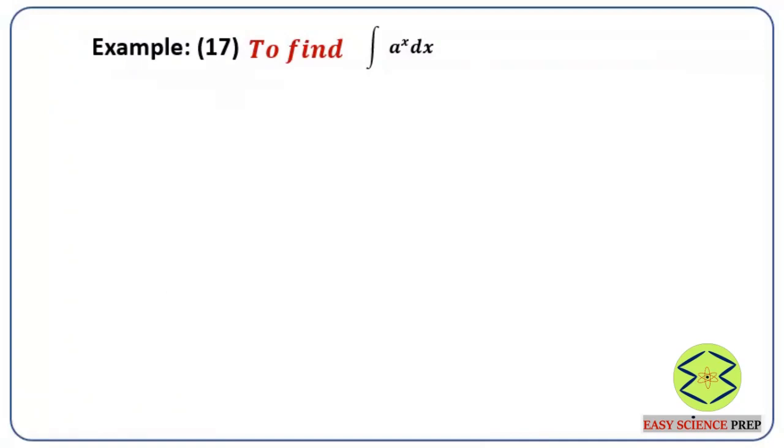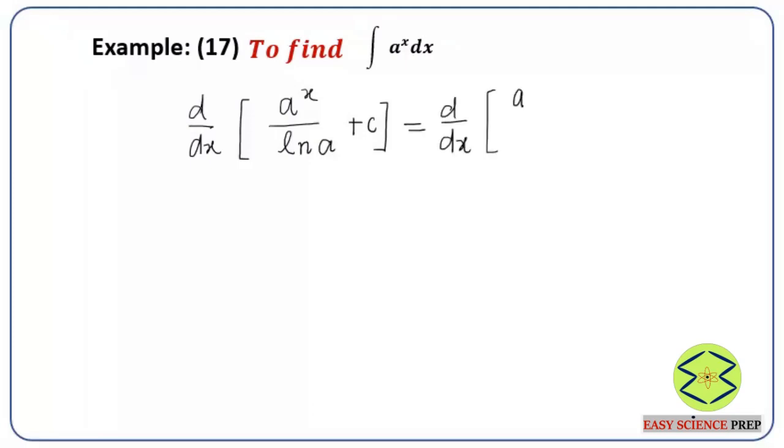So similarly, if you want to find the integration of a raised to x, we know that the derivative of a raised to x divided by the logarithmic function ln a plus c. Here ln a is a constant, so it is a raised to x by natural log a. Now we'll differentiate this: the differentiation of a raised to x divided by natural log a plus the differentiation of constant c. But the differentiation of constant c is going to be 0.